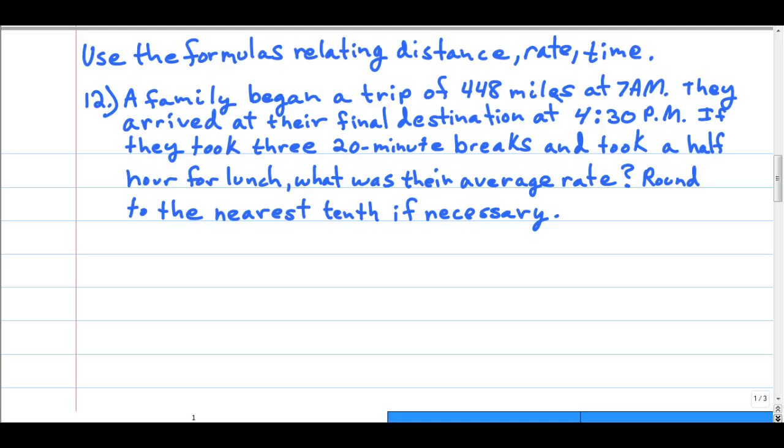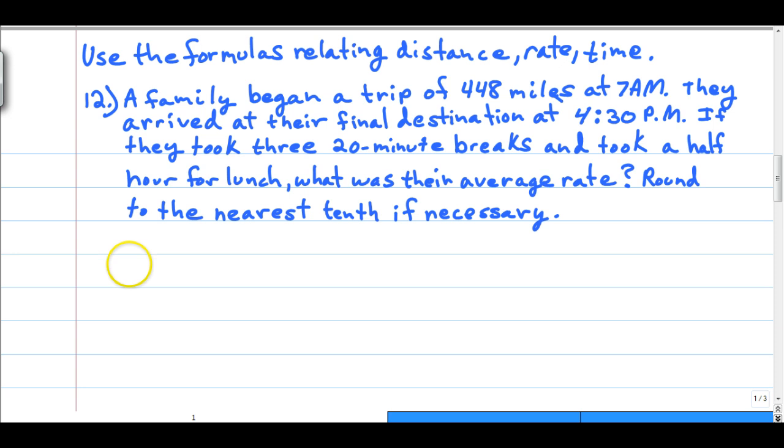Question 12 reads, a family began a trip of 448 miles at 7 a.m. They arrived at their final destination at 4:30 p.m. If they took 3 20-minute breaks and took a half hour for lunch, what was their average rate? Round to the nearest tenth if necessary.